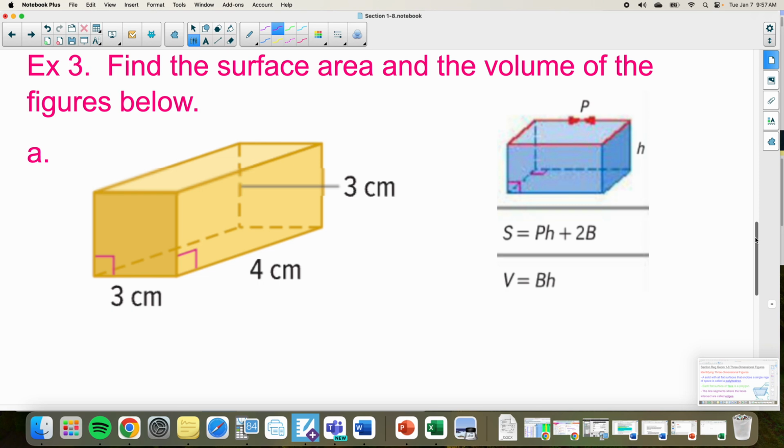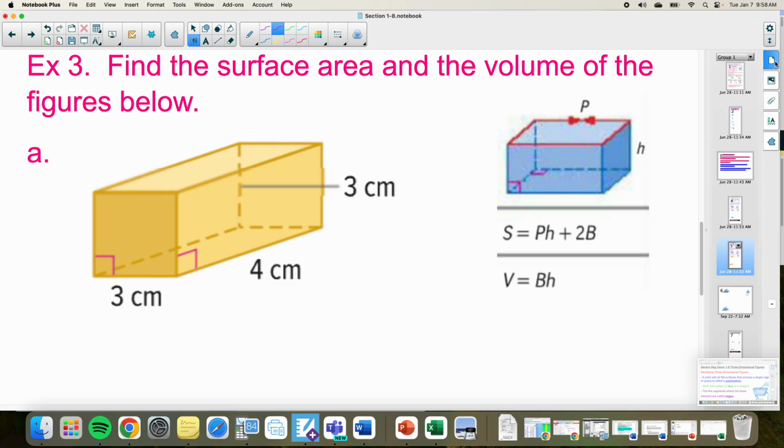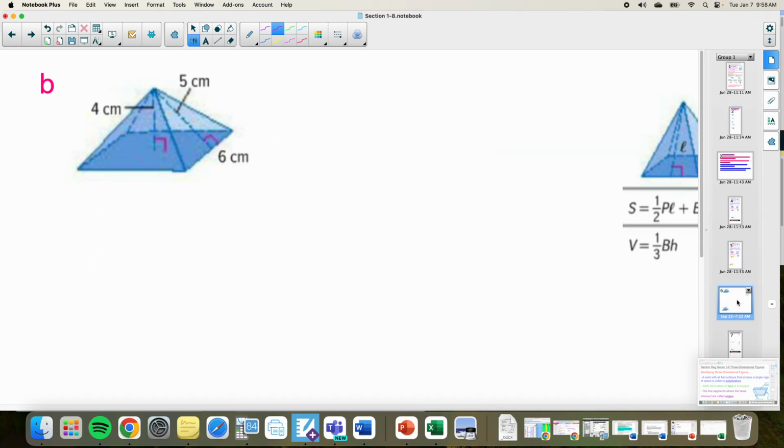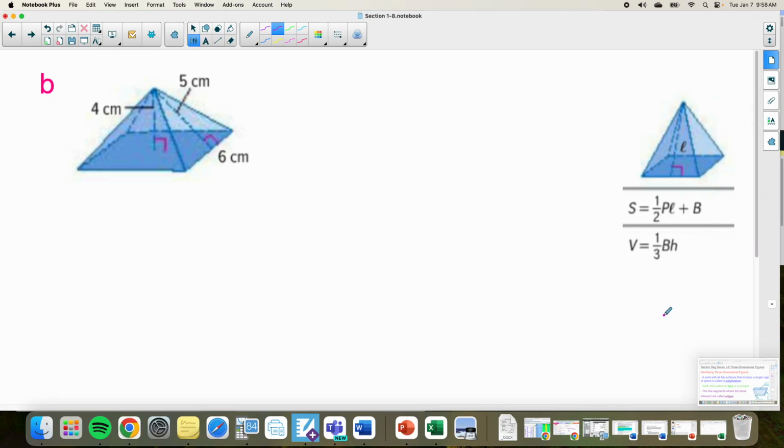So, are you guys okay not doing another prism one? Like, did a prism make sense to you yesterday? Okay, so let's go to our next page then, right here. And we're gonna do a pyramid, and I copied the formulas from your cheat sheet right here, okay?